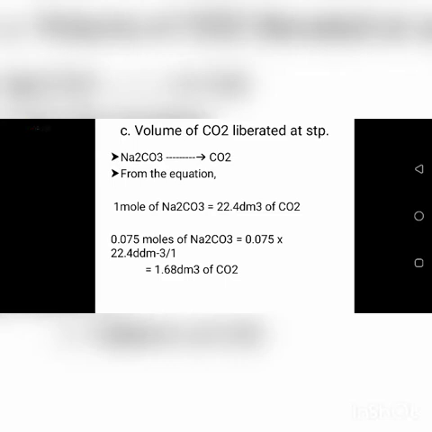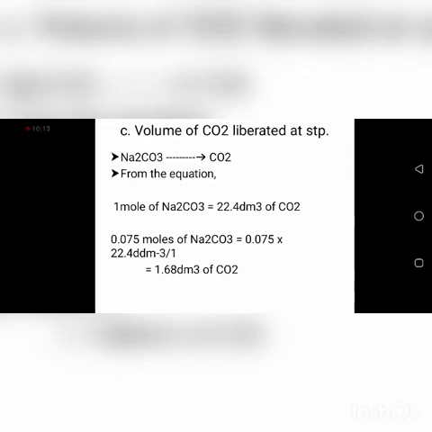So 1 mole of sodium carbonate will produce 22.4 dm³ of carbon dioxide, and 0.05 moles from the concentration we have calculated for sodium carbonate. So 0.075 moles of sodium carbonate will give us X. Then you multiply, and that will give us 0.075 times 22.4 dm³ divided by 1, and the final answer, volume of CO2 liberated at STP, will now be equal to 1.68 dm³ of carbon dioxide liberated.